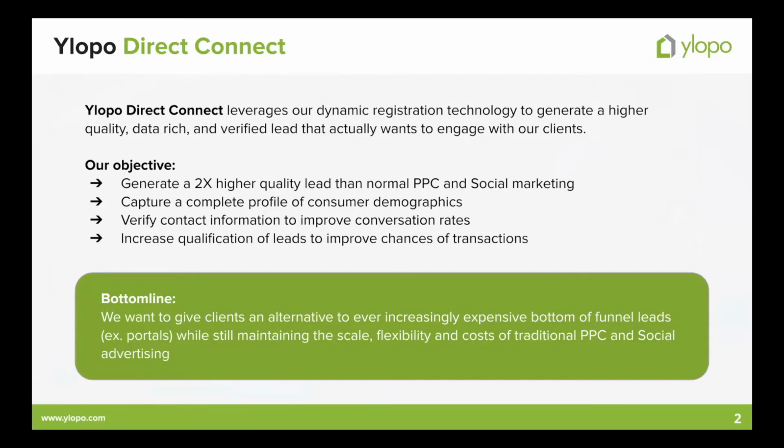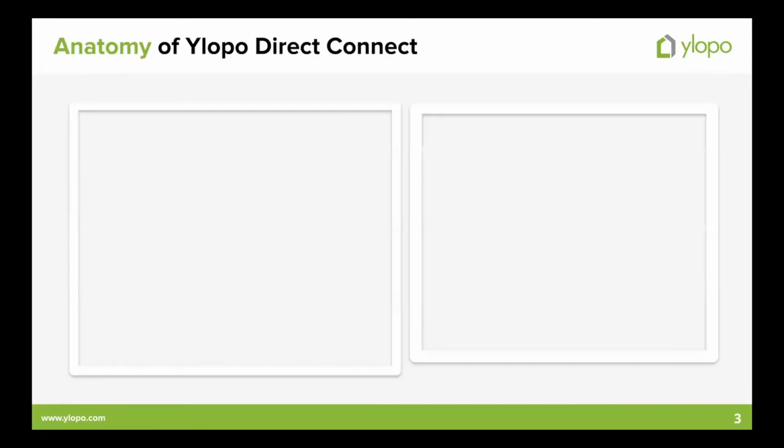So we went into the lab and we said, how do we produce a PPC lead that is at least 2x the quality of normal leads across PPC and social, so that we can actually deliver on the promise of fewer, higher quality leads that are further down the funnel, right? So bottom line, we wanted to give you an alternative to expensive bottom of the funnel leads like portals, while maintaining the scale and flexibility cost of traditional PPC leads, right?